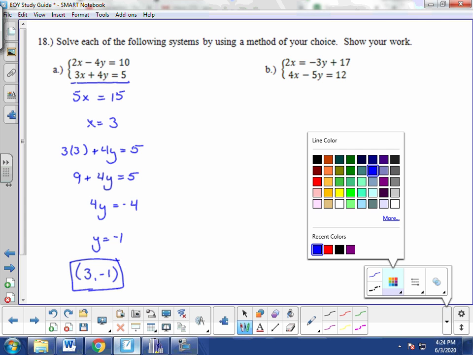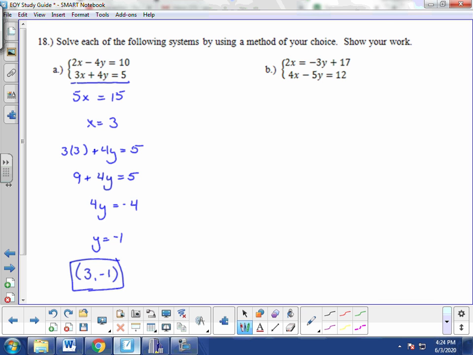Let's go ahead and take a look at a different way to solve the second equation. I'm going to solve the second equation through substitution. So I'm going to do that by getting x by itself here. This may not be the easiest thing to do, but I just want to show you a separate method. So I'm going to divide by 2 here. So x equals negative 3 halves times y plus 17 over 2.